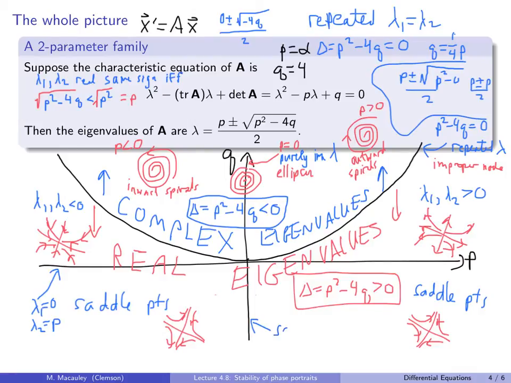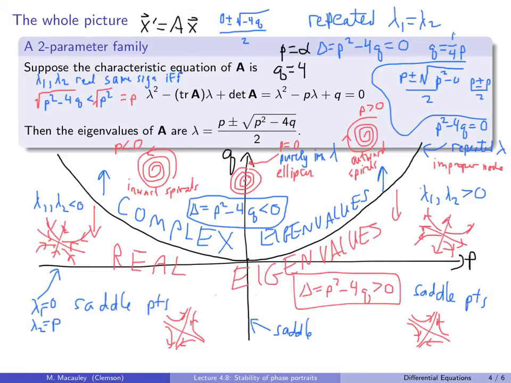So to summarize, every matrix in A can be represented by, they're tagged by a pair P and Q. And so this picture here represents all possible matrices, where each point represents a family of matrices. And now you can see, as you move around here, how the eigenvalues change and how each region corresponds to a different family or different qualitative type of phase portrait.